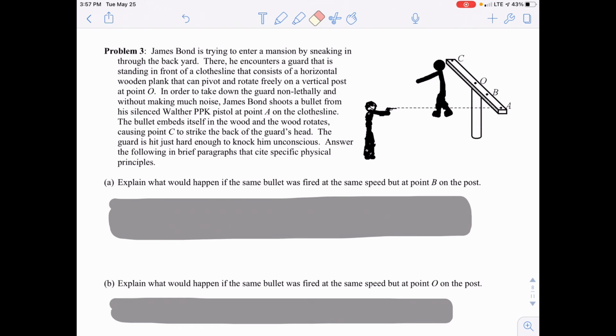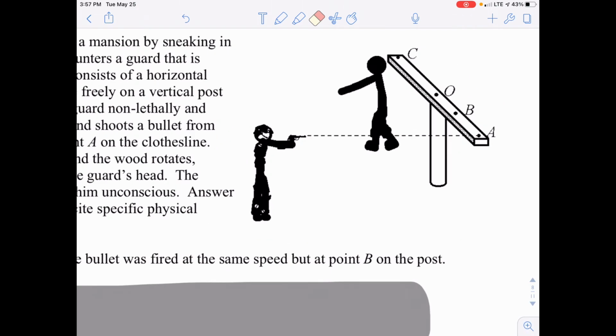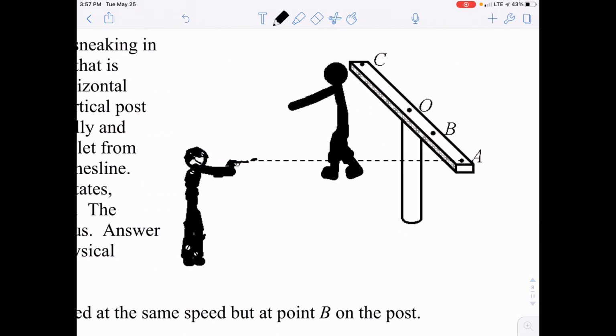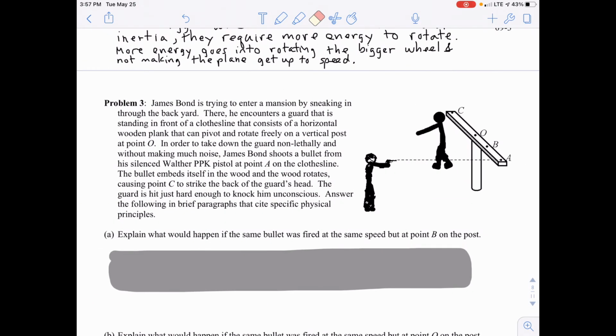The bullet embeds itself in the wood and the wood rotates, causing point C to strike the back of the guard's head. So in other words, the bullet fires this way, causes this kind of rotation, and the beam strikes the guard in the back of the head. The guard is hit just hard enough to knock him unconscious. Answer the following in brief paragraphs that cite specific physical principles.